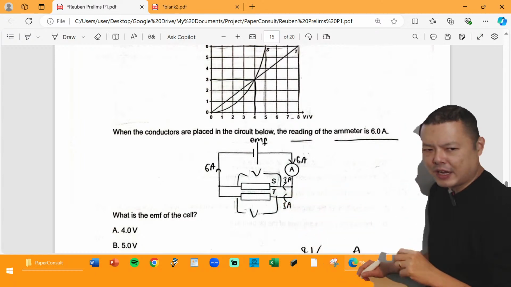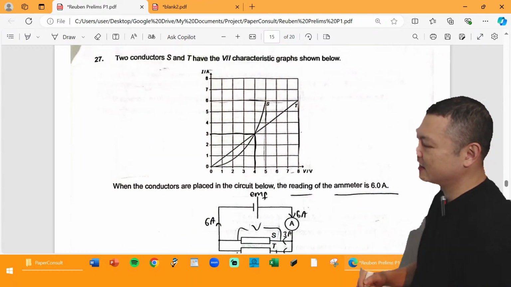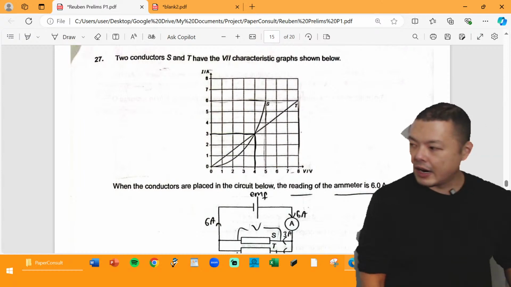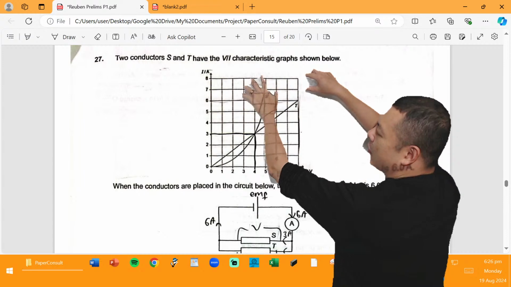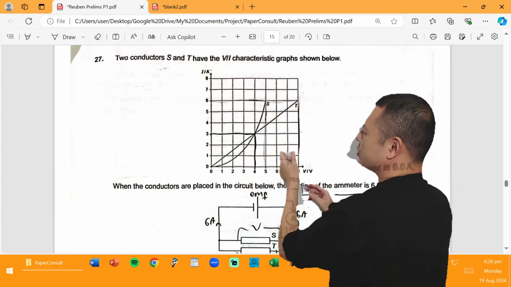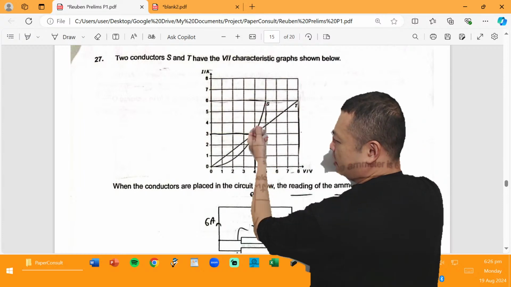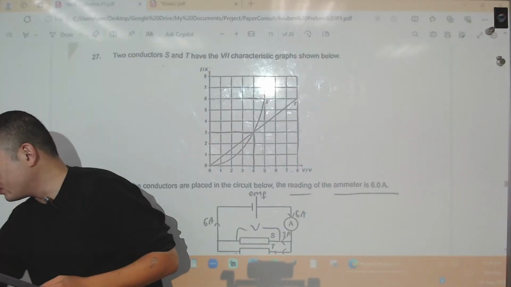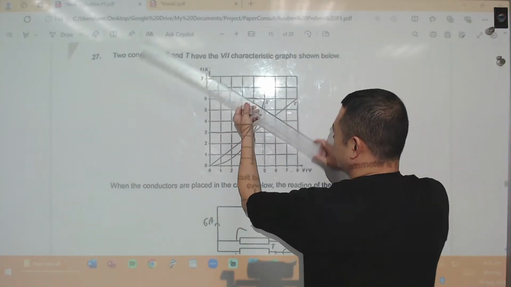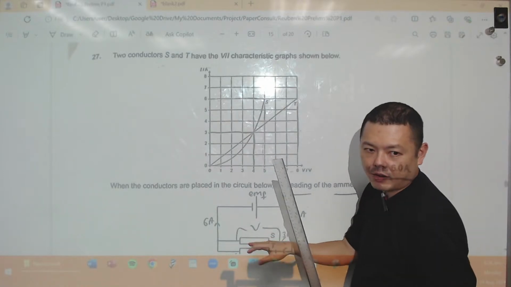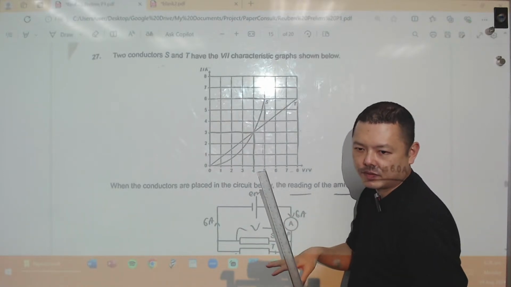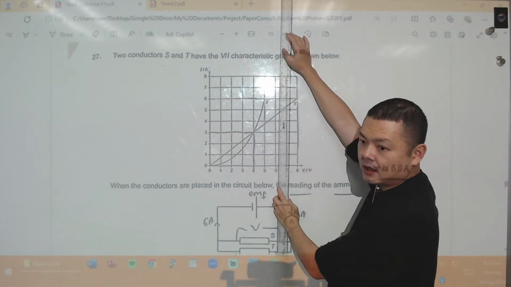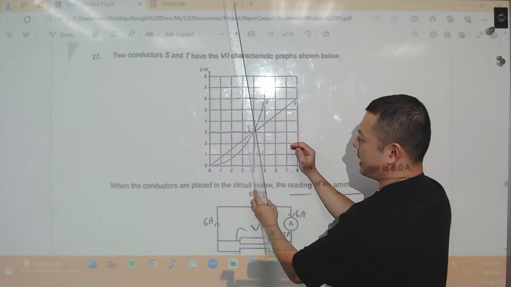If you remember me doing this chapter, it was actually a little bit tough. What you're supposed to do is take a ruler and place it on the graph. You have to choose which direction: horizontally or vertically. Since they're in parallel, what do they have the same of? The same voltage. So you want to place it vertically, because when you place it vertically, you are making them have the same voltage.